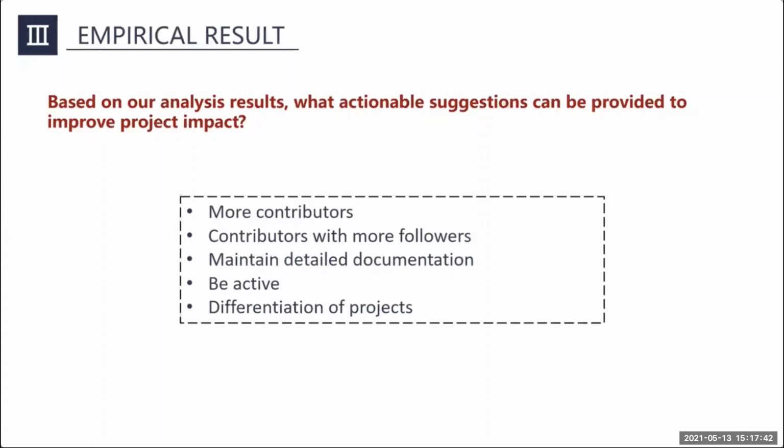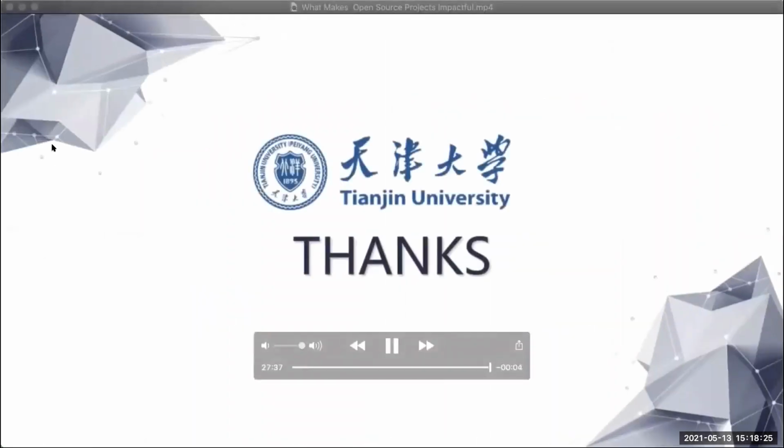And the next point is differentiation of projects. From our results, forked projects tend to be less impactful, or have a negative correlation with the impact of projects. So maybe originating your own project is another way to make your project impactful. But all the factors here may be combined together to make your project impactful. None of them can individually decide the impactfulness of your projects. So these are the main results of our work and my presentation.